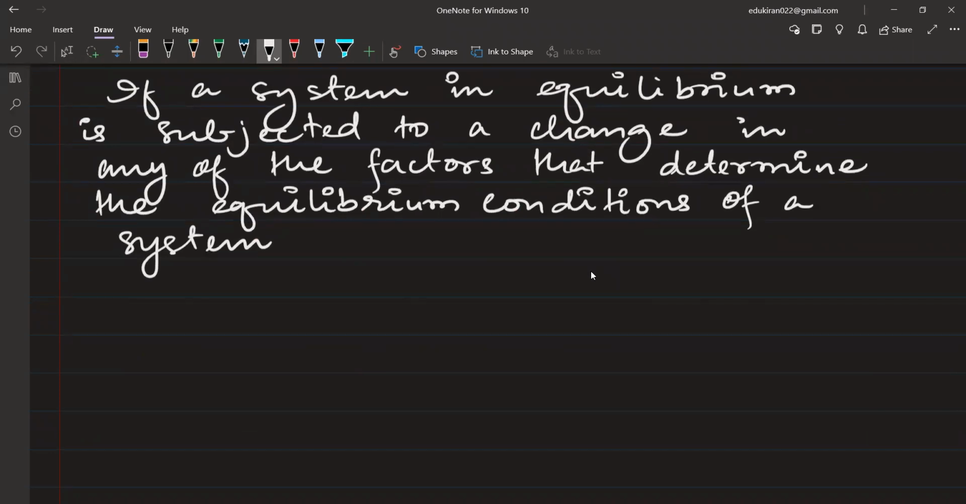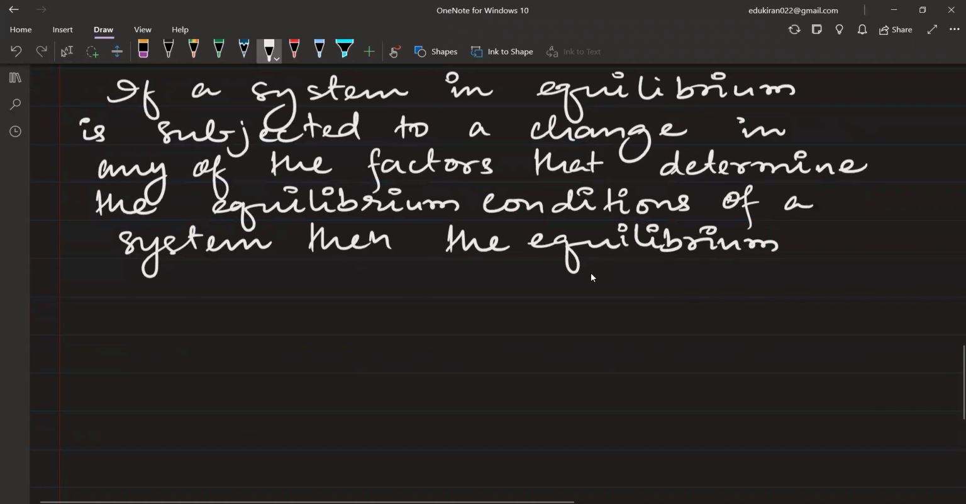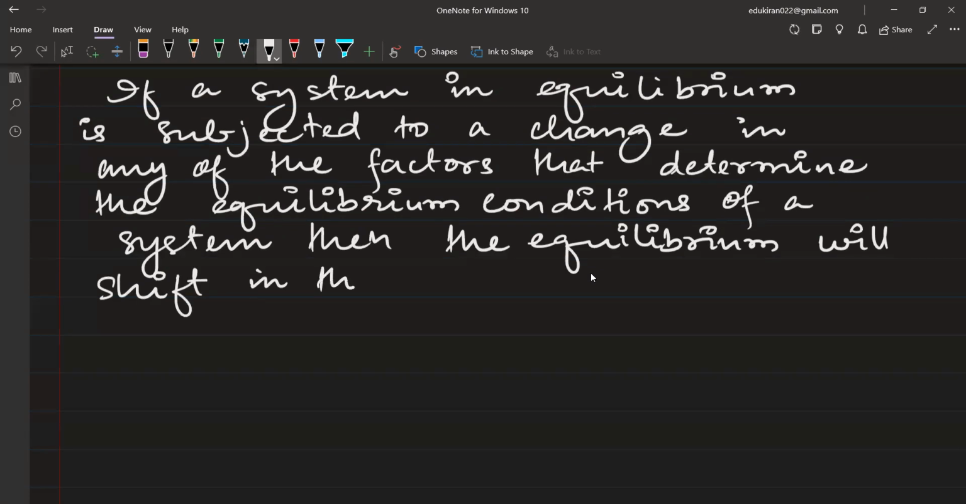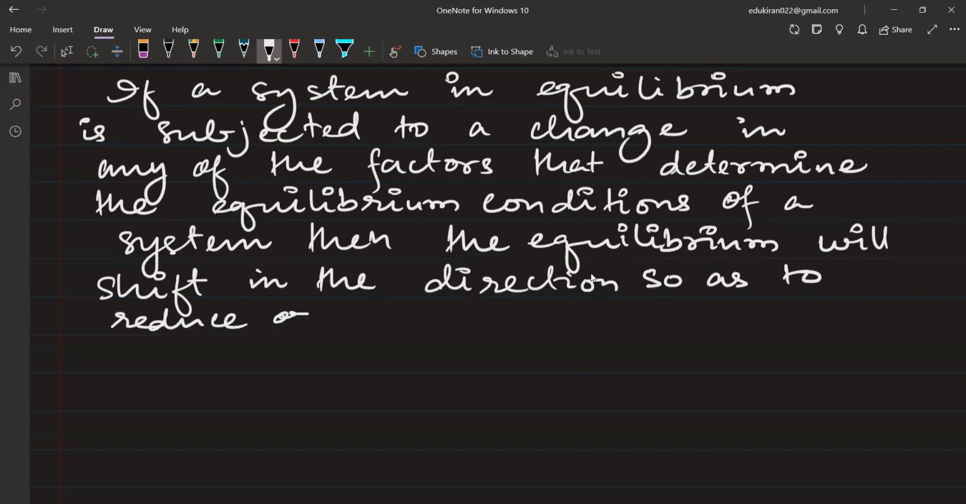The equilibrium condition of a system, then the equilibrium will shift in the direction so as to reduce or to counteract the effect of change.